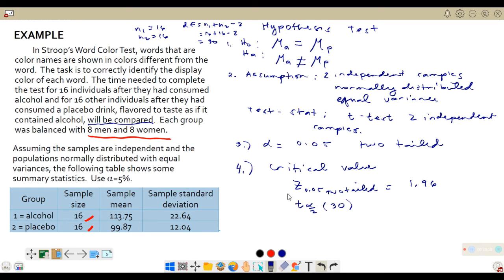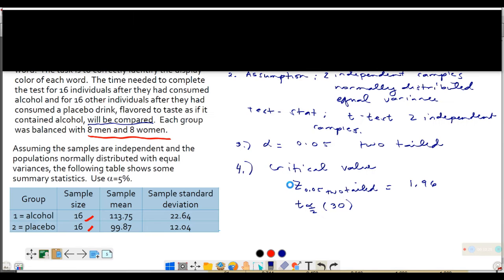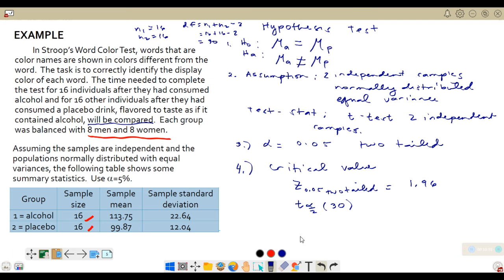Pero ako, since gusto ko tinatandaan ko na lang at ayoko nang patingin-tingin ako sa table, ito yung ginagamit ko usually. Yung sa Z-table, yung naka-infinity. Okay lang naman kasi yun. Very little lang yung difference ng critical values nila. So dito na lang tayo mag-focus sa naka-Z. Okay?